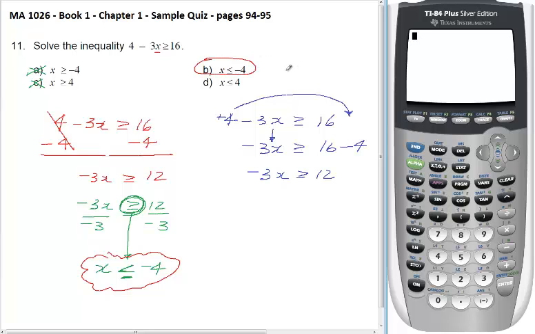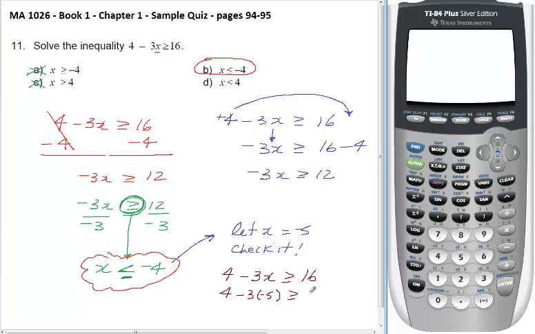Now you can check this by taking a number less than or equal to negative 4. So let's say we take negative 5. So let x equal negative 5 and check it. Now how do you check? The safest way to check is always go back to the original equation. So I'm going to substitute minus 5 into this equation and see if I get an answer that's greater than or equal to 16. So 4 minus 3, see what I'm doing?